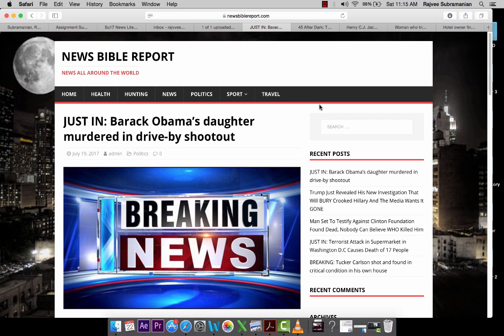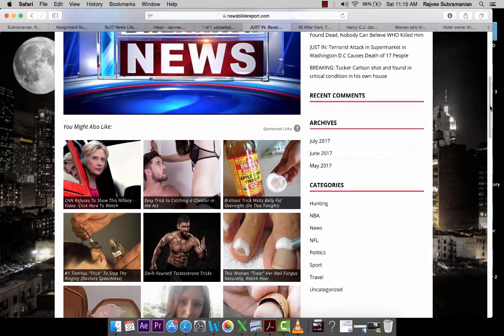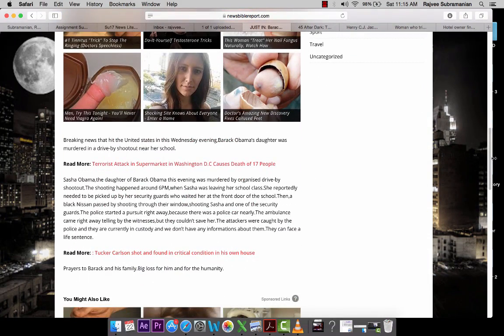So let's apply the concept of VIA to this particular news article. Okay, so as I told you, VIA: verification, independence, and accountability. What is verification? Well, whether the sources in this article are named, whether there are multiple sources. Okay, we are given a lot of stuff. Well, we have breaking news: Barack Obama's daughter was murdered in a drive-by shootout near a school. Sasha Obama, the daughter of Barack Obama, was murdered by organized gang. Drive-by shootout. Okay, these are like some red flags.